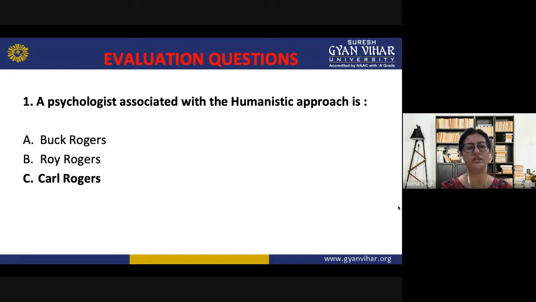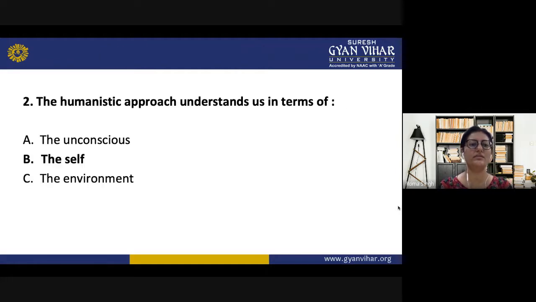The first question is, a psychologist associated with the humanistic approach is? The options are Buck Rogers, Roy Rogers, or Carl Rogers. Out of these options, the correct answer is Carl Rogers. The second question is, the humanistic approach understands us in terms of? The options are the unconscious, the self, the environment. And the correct answer is the self, because we want to understand what a human wants to do, what he feels about himself, the introspection part.